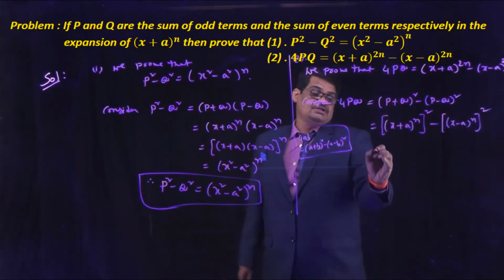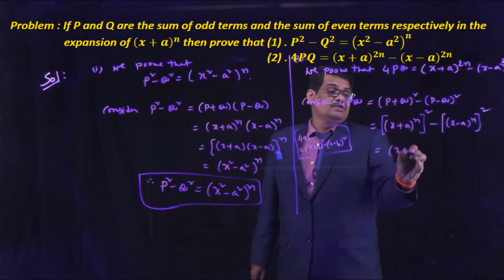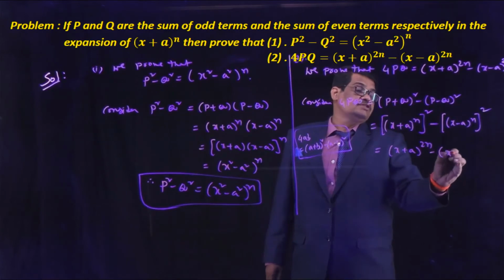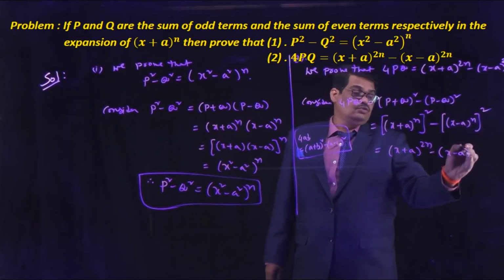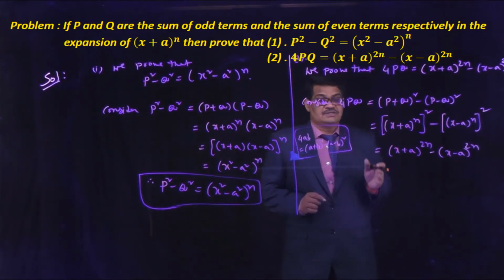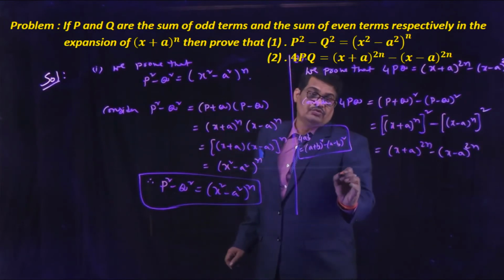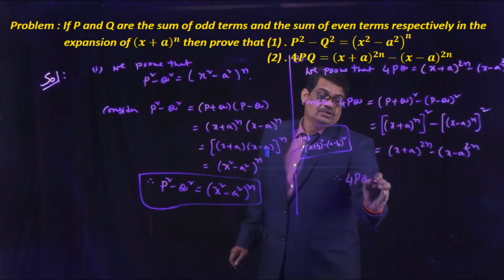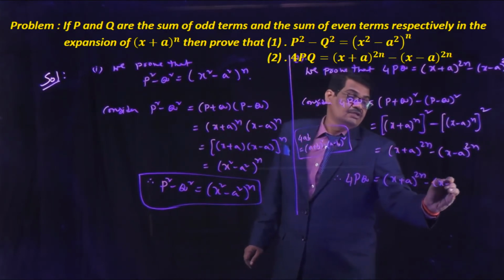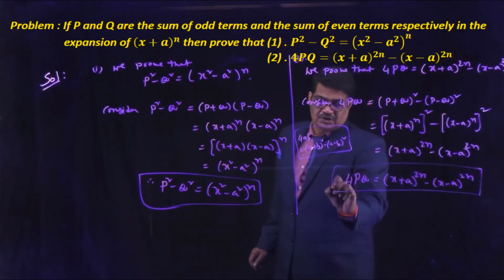Okay, so that is equal to (x + a)^n whole square, that is nothing but (x + a)^(n×2), that is 2n, minus (x − a), here also n into 2, that is 2n. We are getting (x + a)^2n minus (x − a)^2n. Therefore, we have proved here 4pq is equal to (x + a)^2n minus (x − a)^2n. So this is the second result.